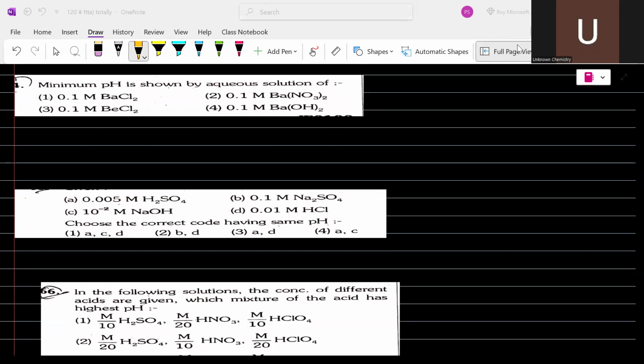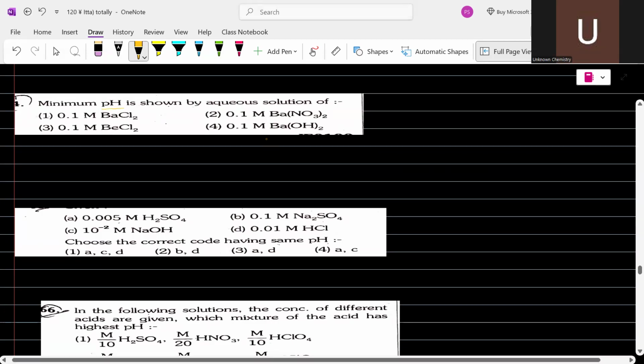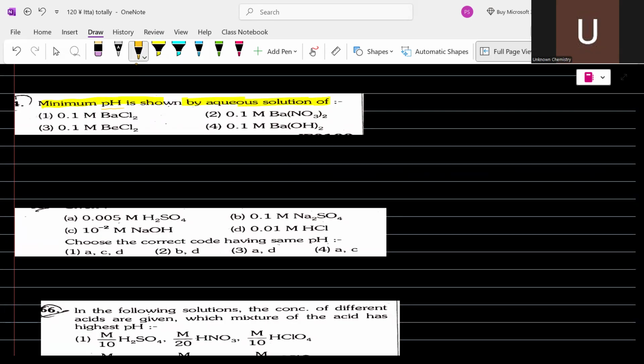So in this question, let me flip this here. Minimum pH is shown by aqueous solution of... Please understand, minimum pH means acidic solution. Now we have to find out which will hydrolyze the water.